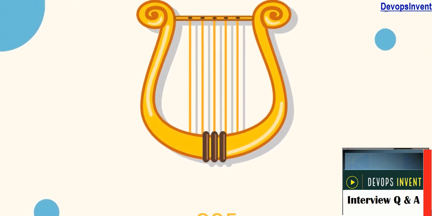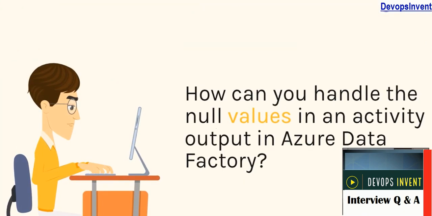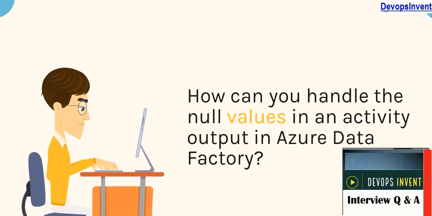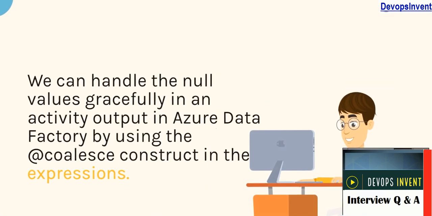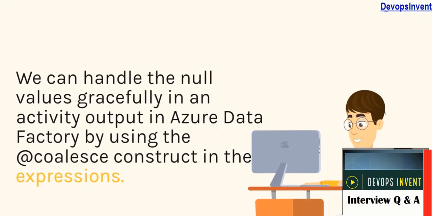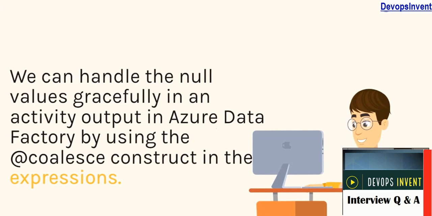Q35. How can you handle the null values in an activity output in Azure Data Factory? We can handle the null values gracefully in an activity output in Azure Data Factory by using the @coalesce construct in the expressions.